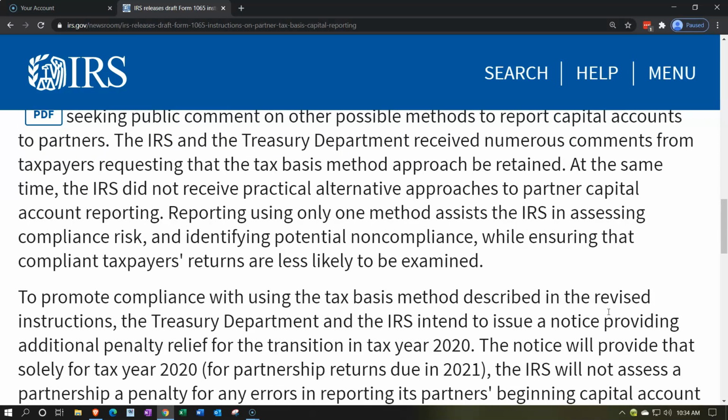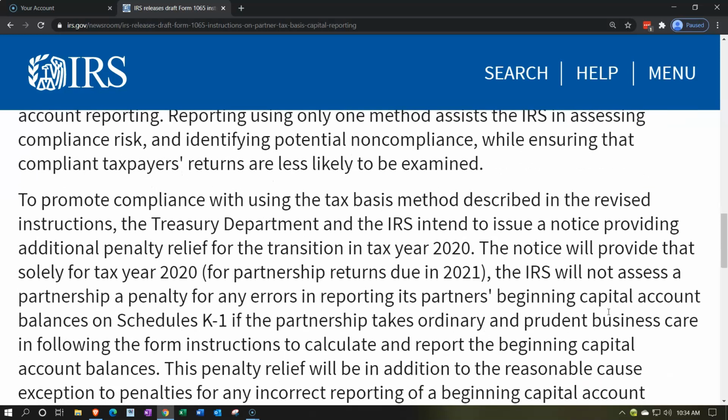Reporting using only one method assists the IRS in assessing compliance risk and identifying potential non-compliance, while ensuring that the compliant taxpayers' returns are less likely to be examined. To promote compliance with using the tax basis method described in the revised instructions, the Treasury Department and IRS intend to issue a notice providing additional penalty relief for transitions in tax year 2020.